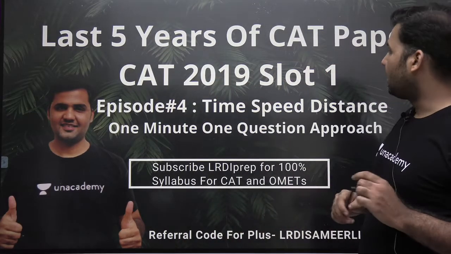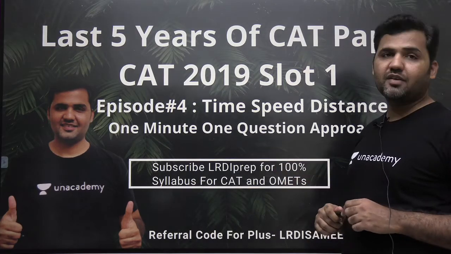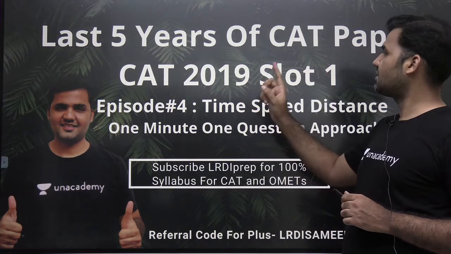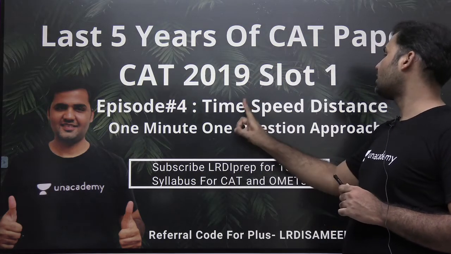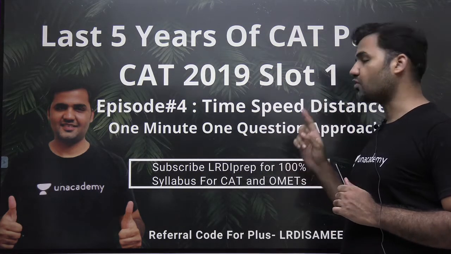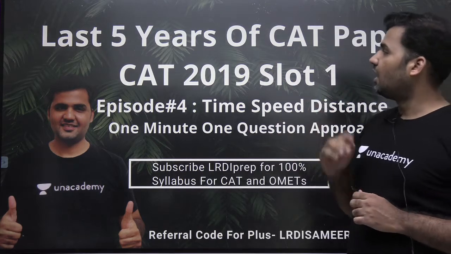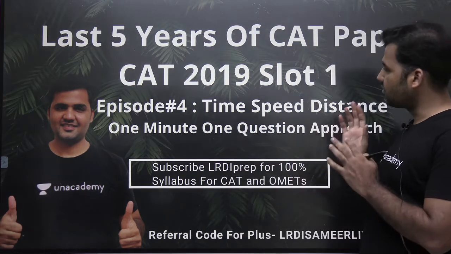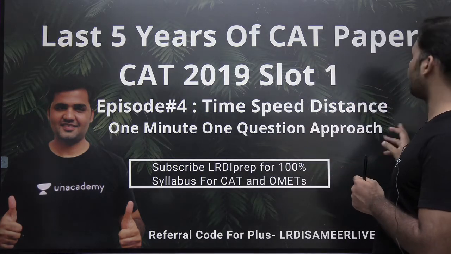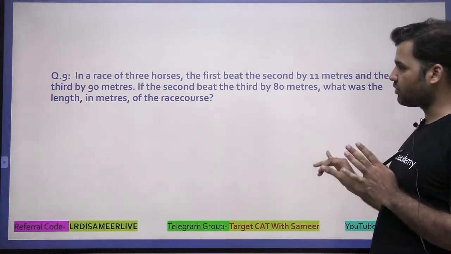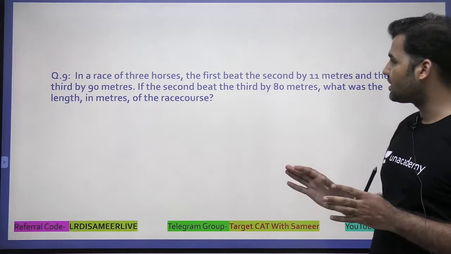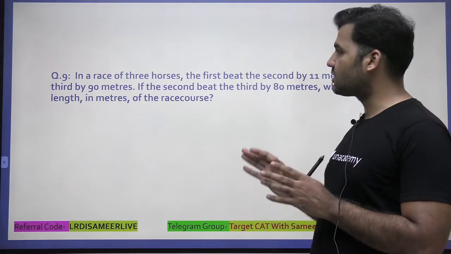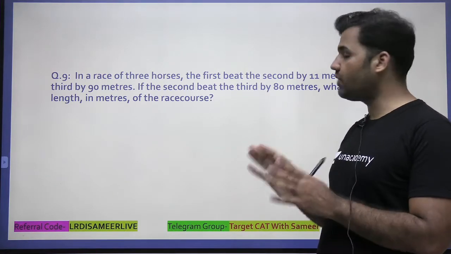So guys, in episode 4 of the last 5 years of CAT paper series, CAT 2019 slot 1, I will be discussing all questions of time, speed and distance with a 1 minute, 1 question approach. 3 questions were asked from this chapter. All 3 questions are quite easy, right? You don't have to make equations or use any formulas to answer them. These questions are very, very simple, guys.